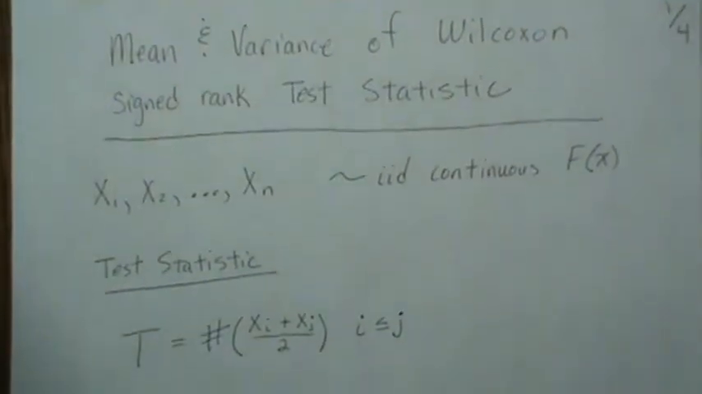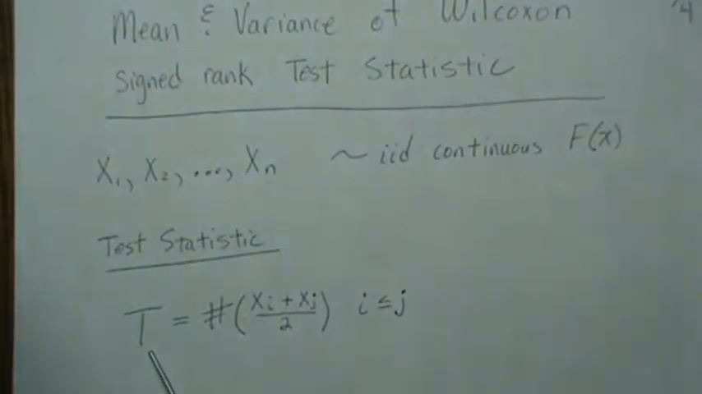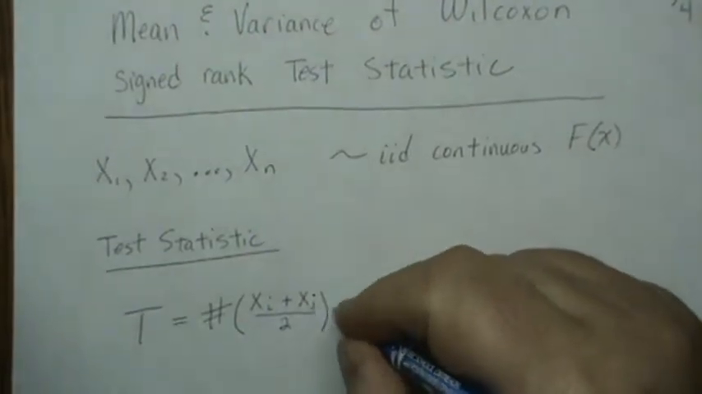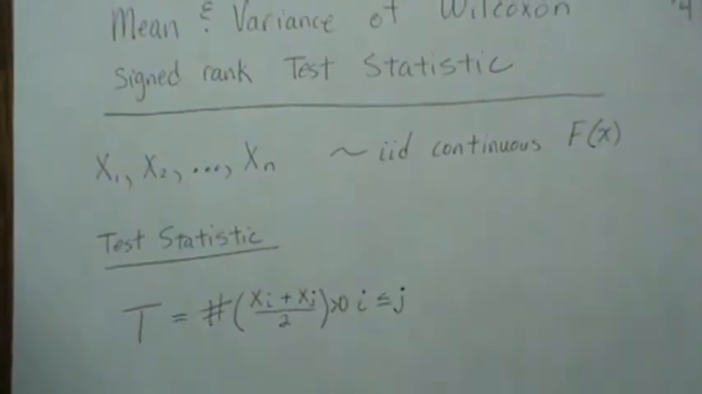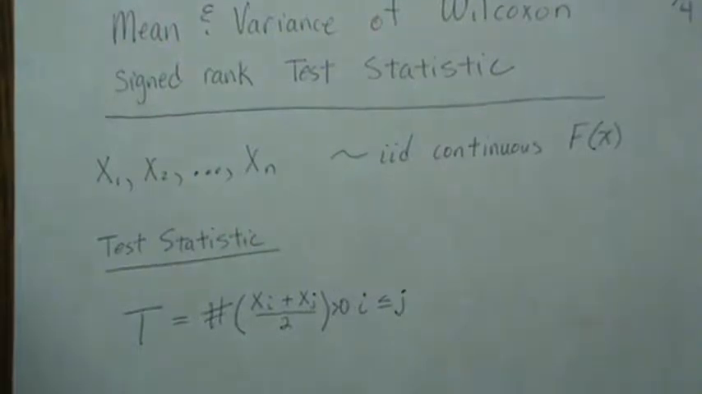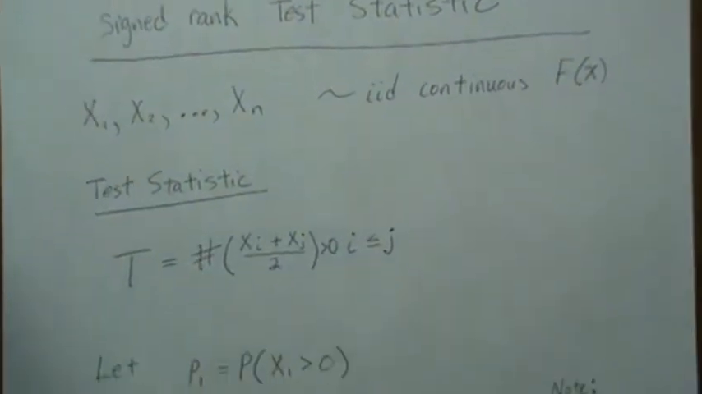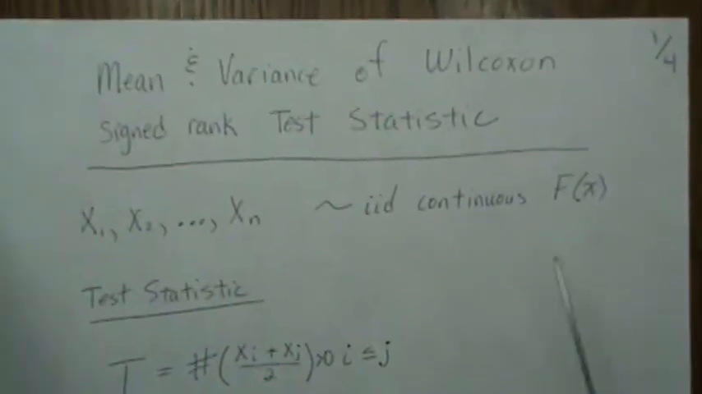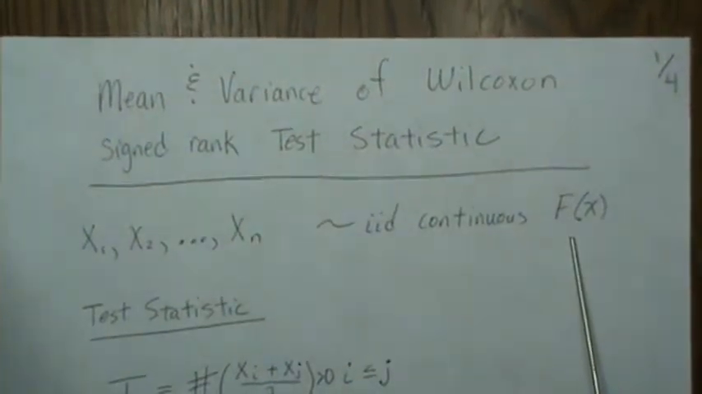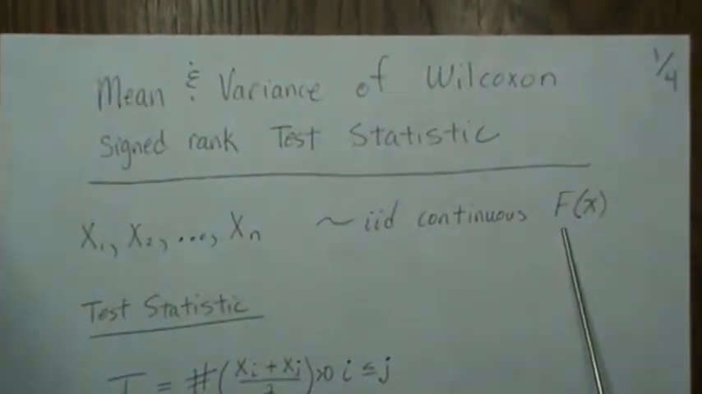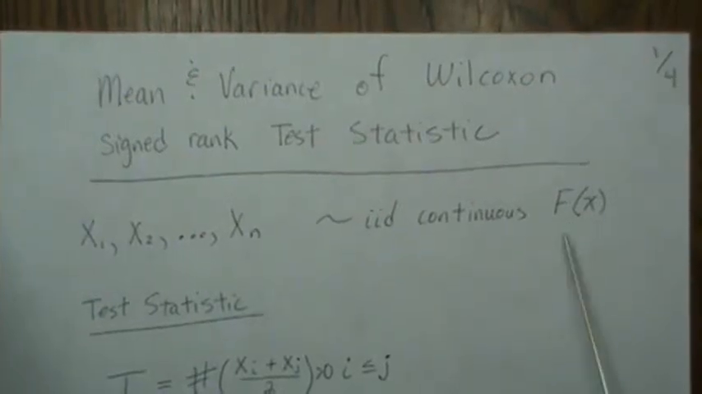And the Wilcoxon signed rank test, in the last video we did, we showed that it's equivalent to the number of positive Walsh averages. And so you can go back and look at the video for that. Now to find the mean and the variance, remember, it's an arbitrary distribution function, so we technically can't calculate it unless we know that specifically.